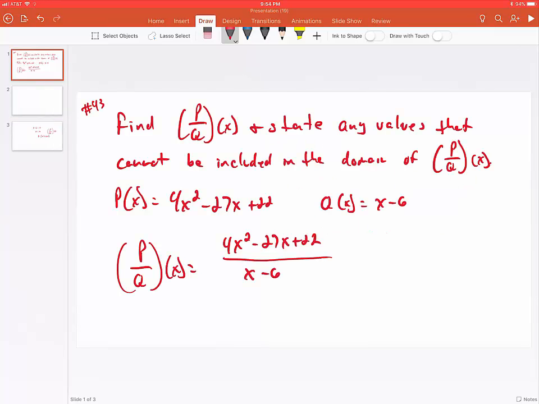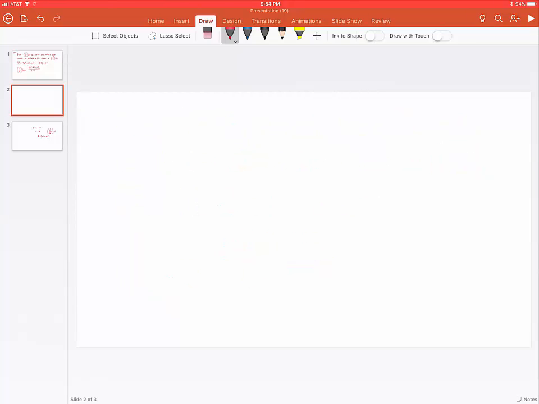Now we have to use long division to divide P by Q. Here's my Q, and I'm going to put my P of x inside the division symbol. So I have 4x squared minus 27x plus 22 divided by x minus 6.